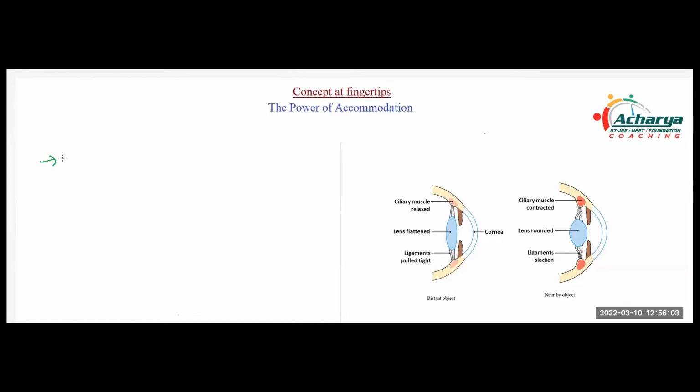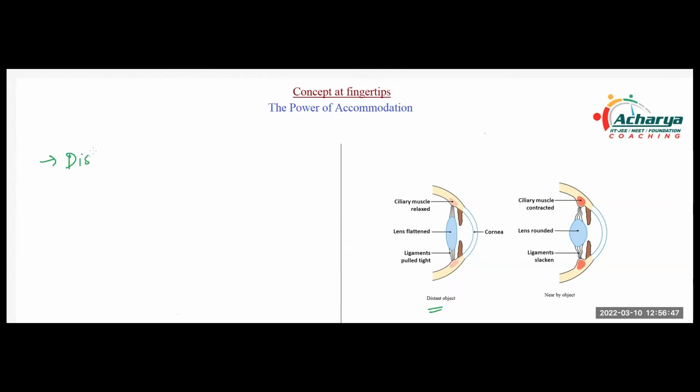So the power of accommodation is possible because the eye lens can change its curvature, radius of curvature. Let us see with the help of this diagram. This is the eye lens given, and we can see ciliary muscles here. When we are watching far away objects, then the ciliary muscles will be relaxed, and the ligaments that tie to the lens will be pulled so that the lens will become flat. The lens will become flat, or the curvature increases.